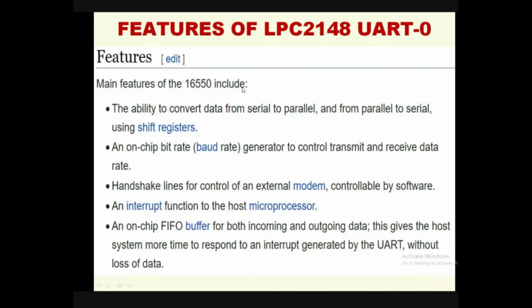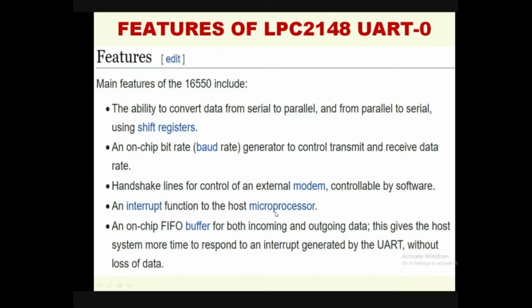According to this industry standard, there must be the ability to convert data from serial to parallel and from parallel to serial using shift registers. An on-chip baud rate generator to control the transmit and receive data rate must be there. And handshake lines for control of an external modem, controllable by software. Handshake signals include data set ready, data terminal ready, request to send, clear to send, etc. And an interrupt function to the host microprocessor.